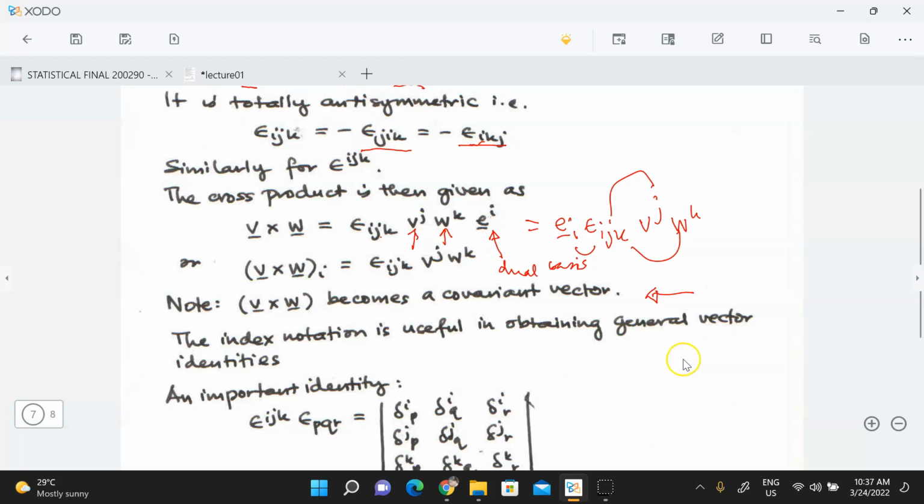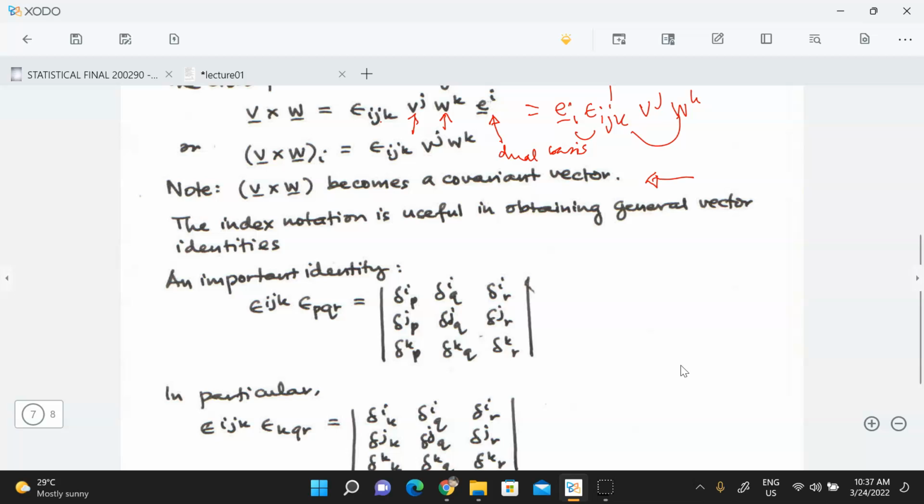Now, to help you, I promise I'll finish. To help you get general identities, what we need to do is to be able to multiply two epsilons together. One epsilon with the index at the bottom, one epsilon with the index at the top. Okay, just like your Kronecker deltas, how you multiply two deltas. So it's the same here.